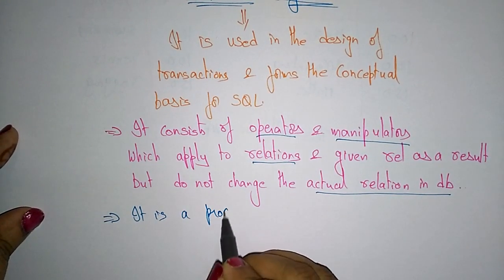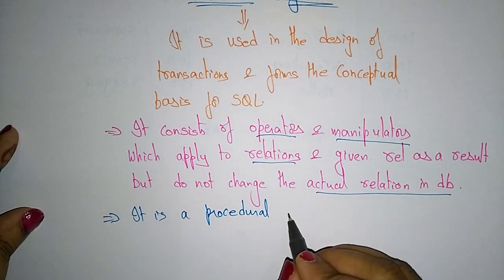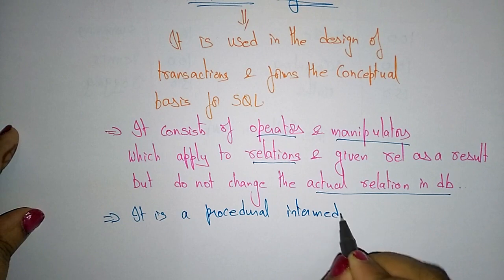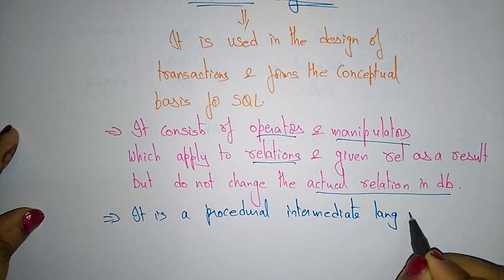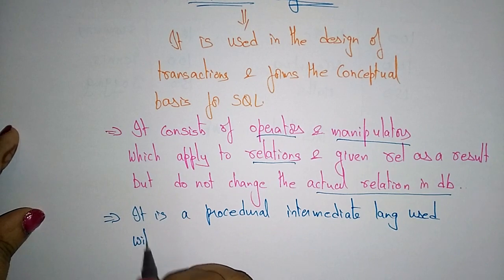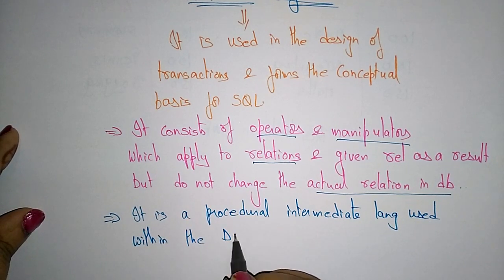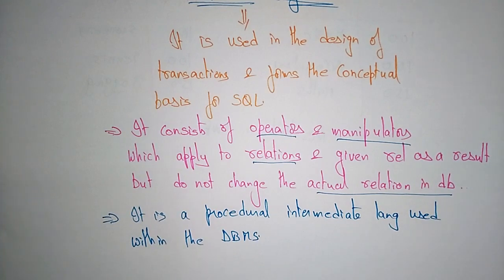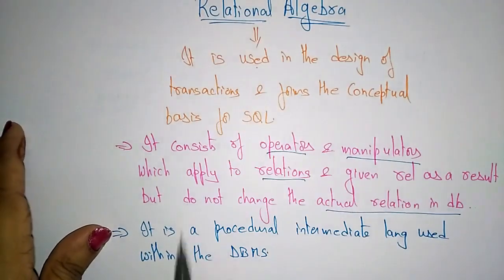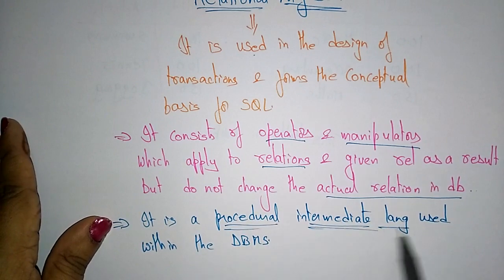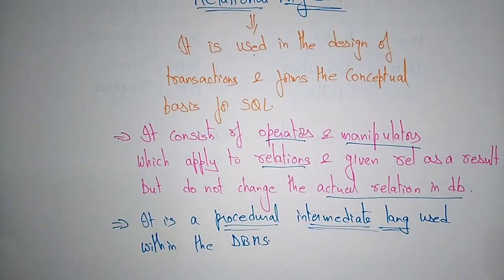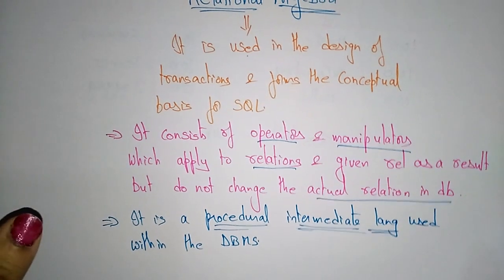It is a procedural intermediate language used within the database management system. Whatever database management system we have taken, relational algebra is a procedural intermediate language present in it. We just take the relations and perform the operation, and again we give a relation only, just like a table. That does not change the actual relation in the database.